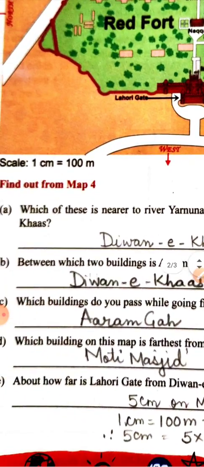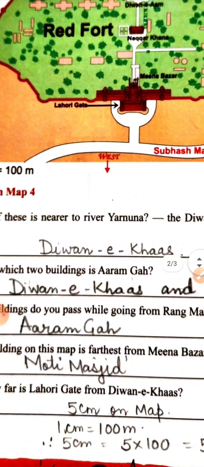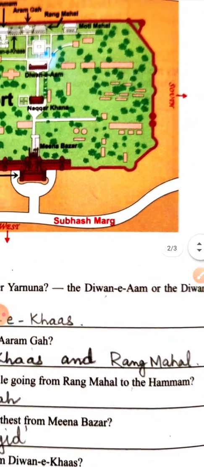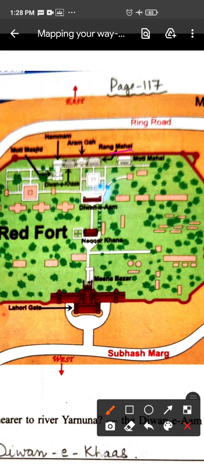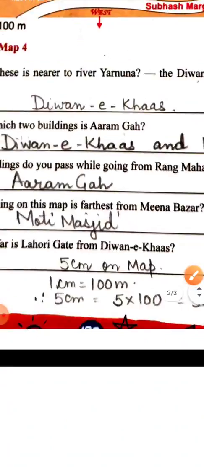Now, which building do you pass while going from Rang Mahal to the Hammam? Children, if you start from Rang Mahal and go to Hammam, which building do you pass? Obviously you will pass Aramgah. So the answer will be Aramgah.